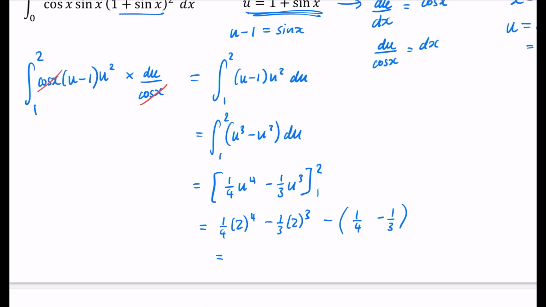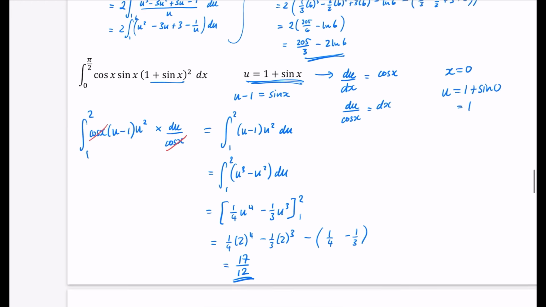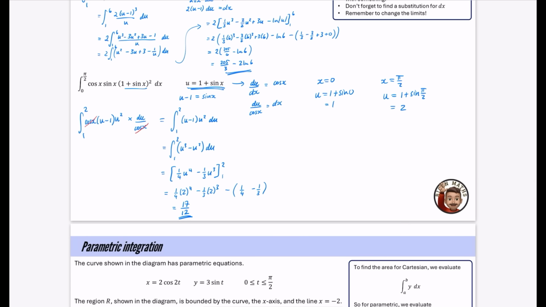So on my calculator, 2 to the power of 4 divided by 4 minus 2 cubed divided by 3 minus a quarter plus a third, and I get the final answer of 17 over 12. And again, I would take this original thing that I've got written, I'd type it in my calculator and see if it gives me that answer.